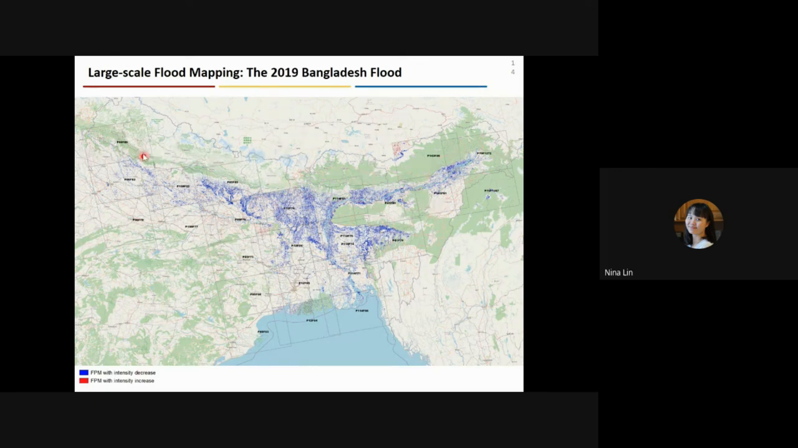So if your focus is not really the urban flood, but in general how big the flood area is, I would say that being able to detect the floods with intensity decrease will give you the first order image about what's happening on the ground, okay? And the urban flood is probably only a small fraction compared to the big picture. All right, so that's the end of the flood mapping session. I hope you have learned something from this. And if you have any question, feel free to raise it now.